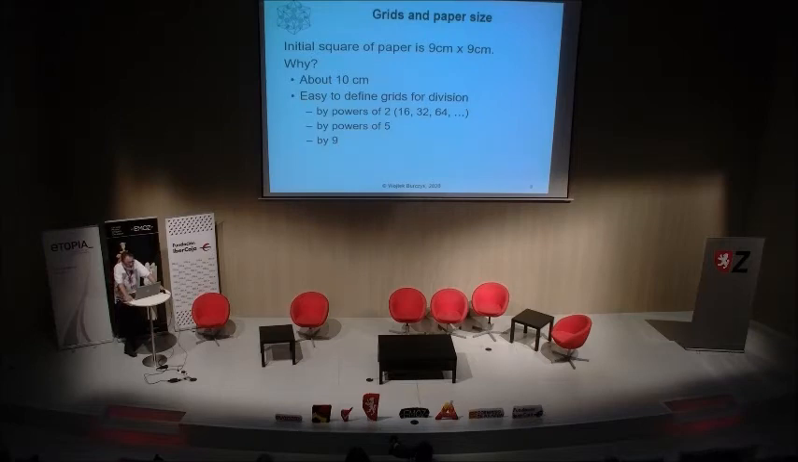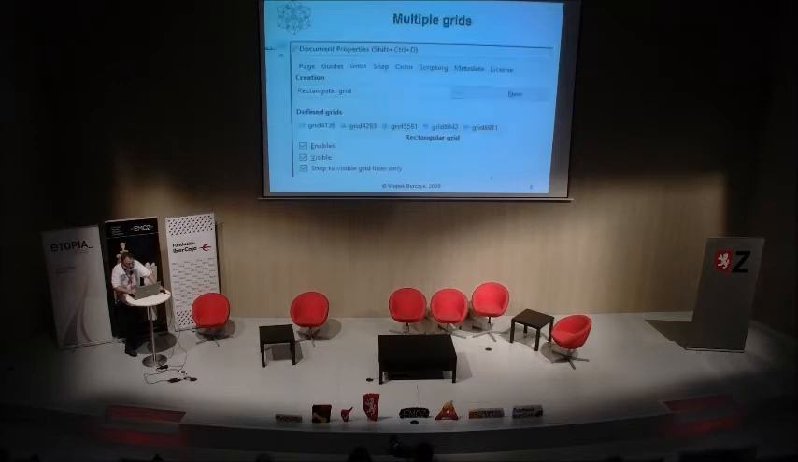I decided to set the initial square paper size to 9 by 9 centimeters. It's about 10 centimeters, and it's easy to define grids for division by powers of 2 and powers of 5, which is quite simple, but it can also be easily divided by 9. And I defined grids for this.